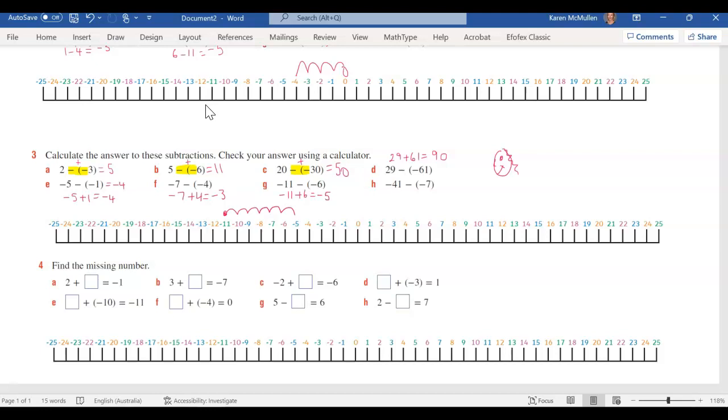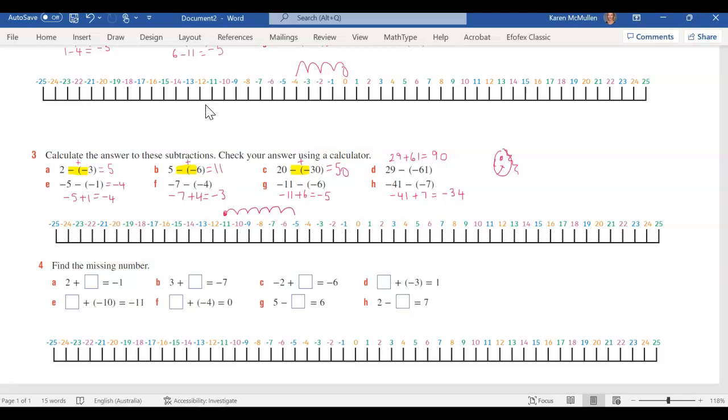Now for the next one, I can't actually do this on my number line. That's why it's good to know that the two negatives gives us a positive. So negative 41 plus 7 is going to be negative 34. All right, so negative 41 plus 7. So it's negative $41 in your bank account and you get $7 pocket money. You're now at negative $34.